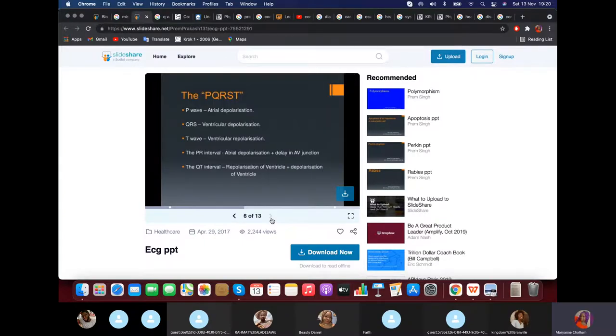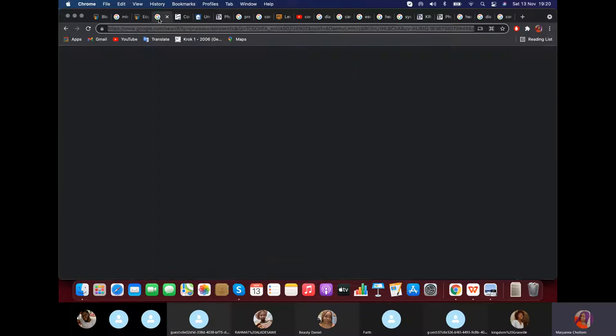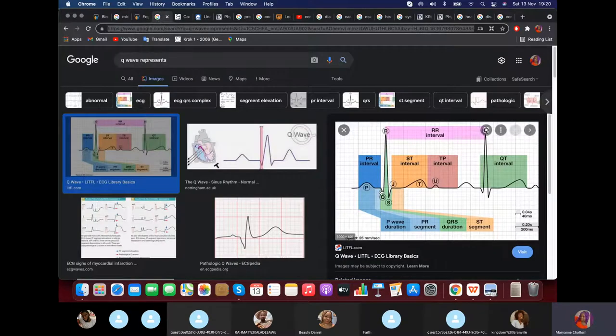Why am I showing you this? Because I'm going to show you this. So we have the P wave, QRS, T wave. Yes. So what does P wave stand for? This is wrong. It's meant to be like a curve, not sharp like this. So that's why I'm using this. So this is your P wave.